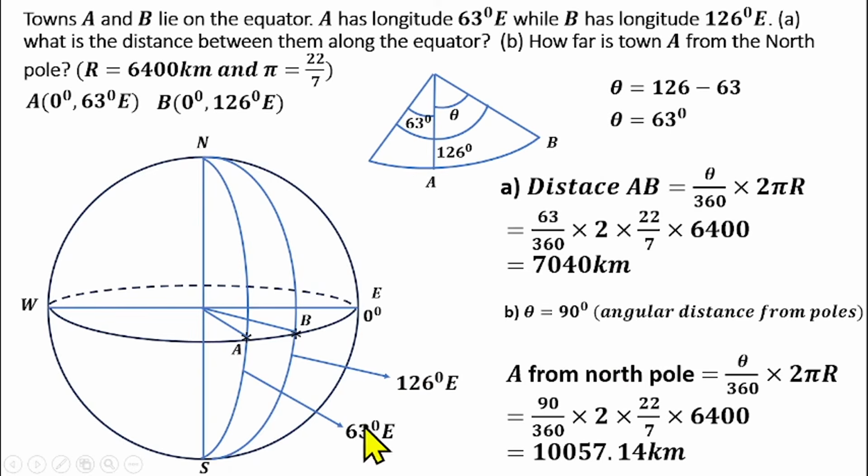So that means point A has the same distance from the North Pole and from the South Pole. Also, point B has the same distance from the North Pole and from the South Pole as well, which is 10,057.14 kilometers. So you are still trying to demonstrate how to find the angle, find the distance along the great circle.